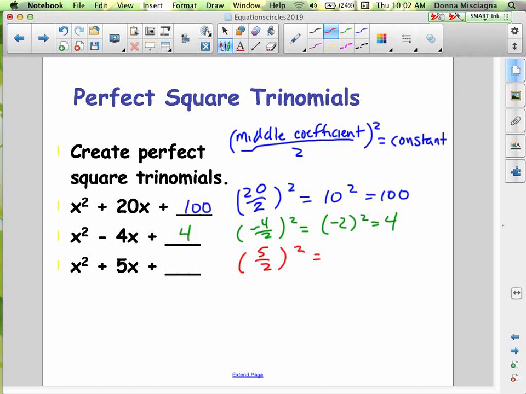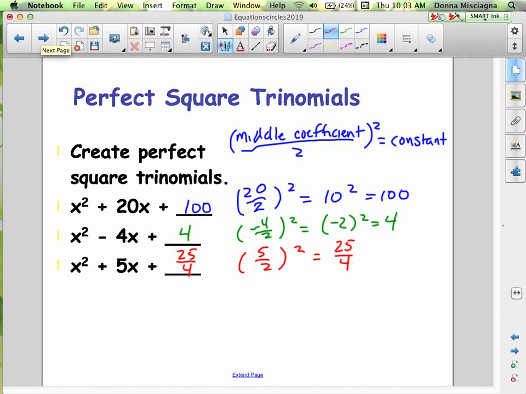And to square a fraction, you just square the numerator and square the denominator. Now, if this reduced, I would reduce it. But 5 and 2 have nothing in common. So we'll square the 5, and that's 25. Square the 2, that's 4. And that is our missing term. And all of these are perfect squares.